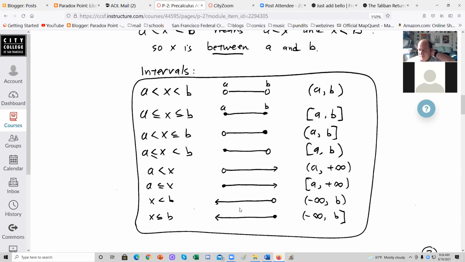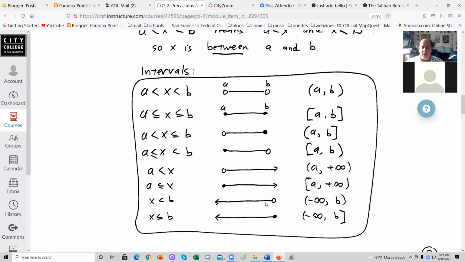Here we have half lines. A less than x, everything to the right of a. We denote that by round bracket a to plus infinity round bracket. We put a round bracket here because it goes off to positive infinity, but never reaches it. So it's like this circle here. Here, a less than or equal to x, it includes a and everything to the right of it. So square bracket a to positive infinity, round bracket.